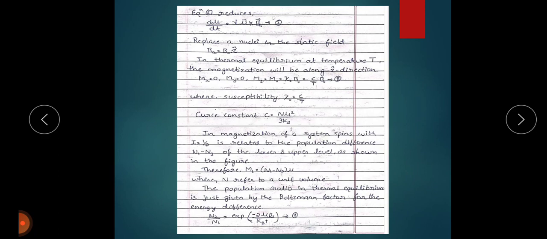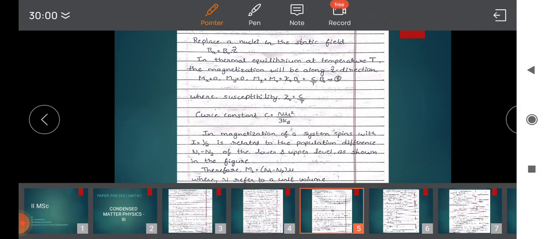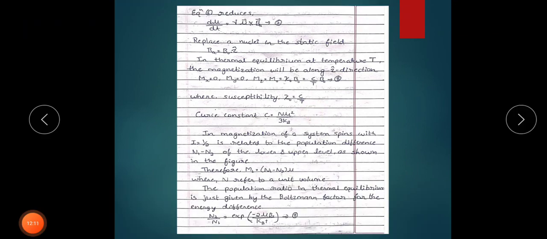Next, the Curie constant C is equal to n into mu square divided by 3 into kB, where C is the Curie constant, n refers to the number per unit volume, mu is the magnetic moment, and kB is the Boltzmann constant.